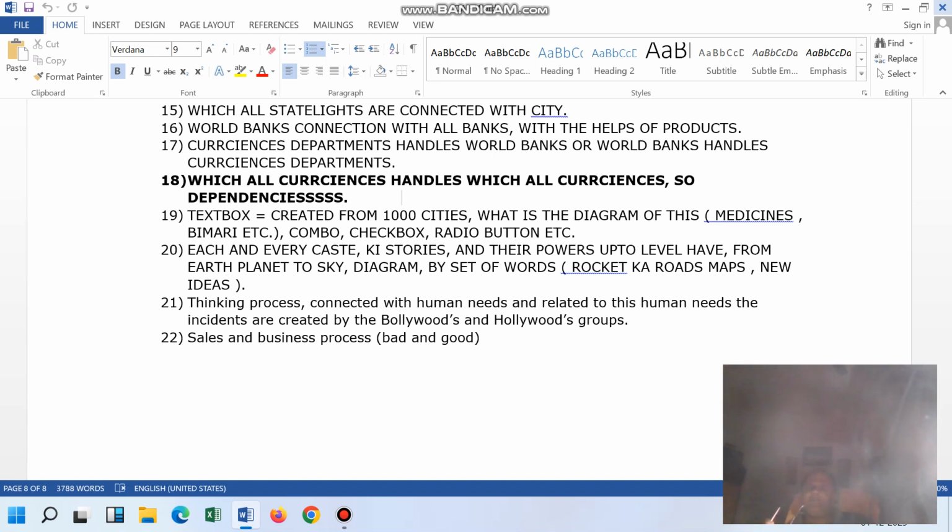Because in the universe the minimum age of each and every person is 5,000 years, 10,000 years, 20,000 years, 30,000 years, 1 lakh years, 2 lakh years, 3 lakh years, 4 lakh years, 5 lakh years, 10 lakh years, 1 crore years, 2 crore years. How old is the Earth planet? Earth planet was also created in this time period only. 3 lakh, 4 lakh, 5 lakh is the age.